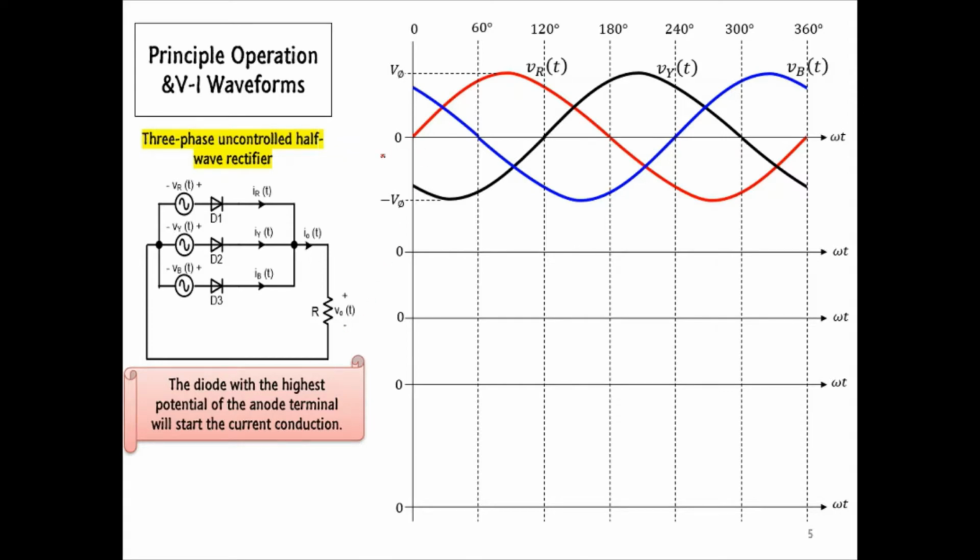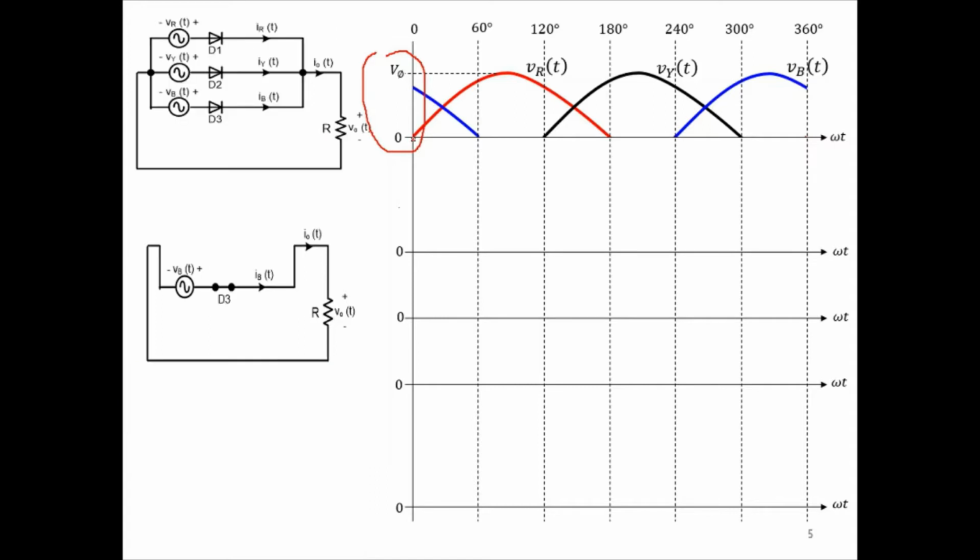Before we analyze the waveforms, I will remove the negative half cycles to make our analysis easier. Now, let's start at omega t equal to 0. At this angle, we can see the amplitude of the blue voltage is higher than the red voltage. Therefore, diode D3 will turn on.